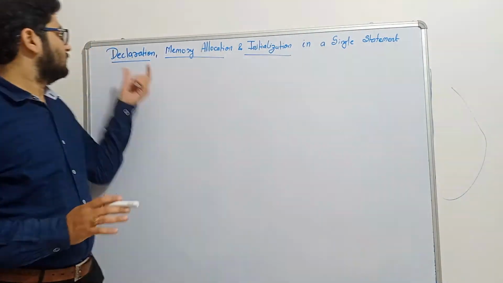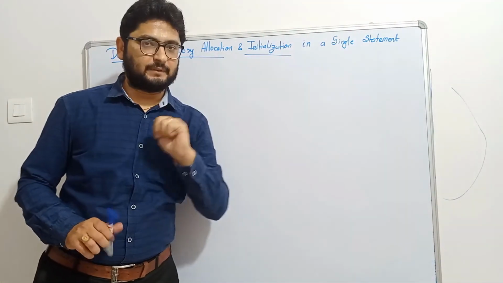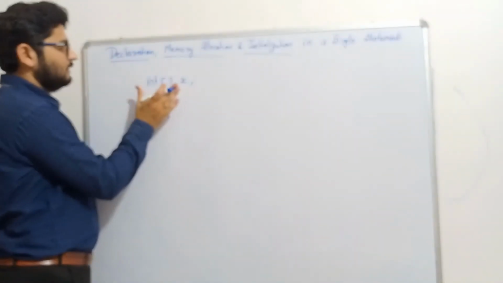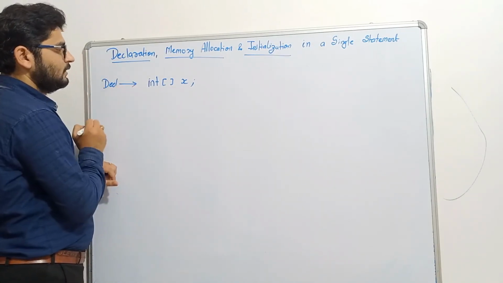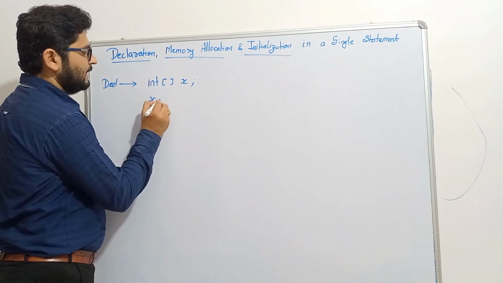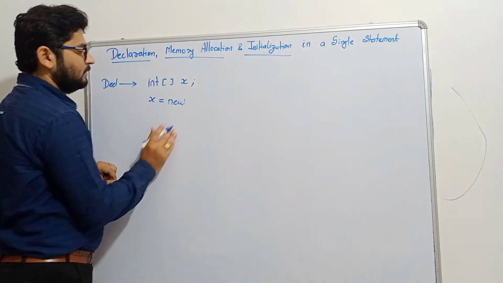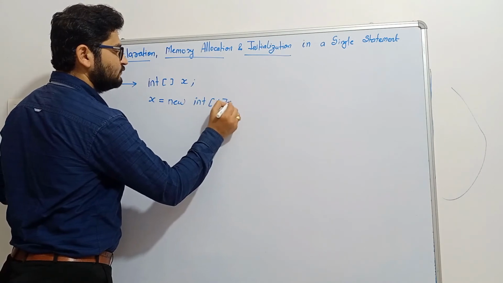Okay, let us now see declaration, memory allocation and initialization of an array in a single statement. Now let us take one example. So int x. Okay, so we are declaring a one dimensional array in this statement. Okay, so this is nothing but the declaration. And next I am going to create memory for this one dimensional array using the new operator. So x is equal to new int and the size of the array is 4.